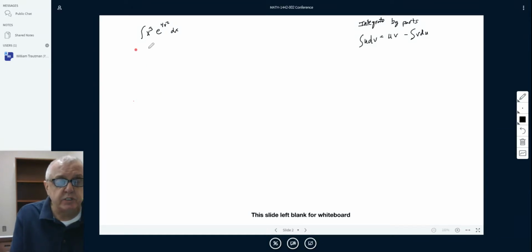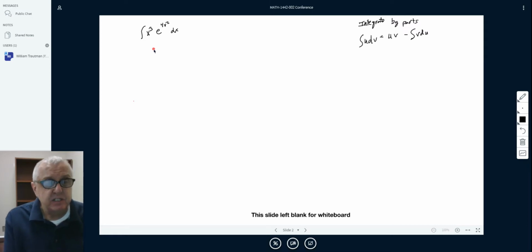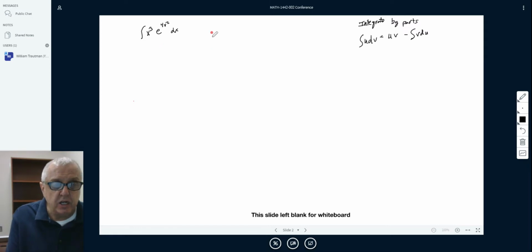Hi, everybody. We're going to integrate this problem, x to the third times e to the 4x squared. We're going to use integration by parts, but before we do this, there's a little substitution that we have to do. I'm going to start off by saying a equals 4x squared.